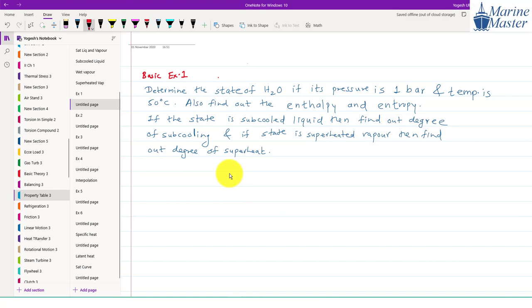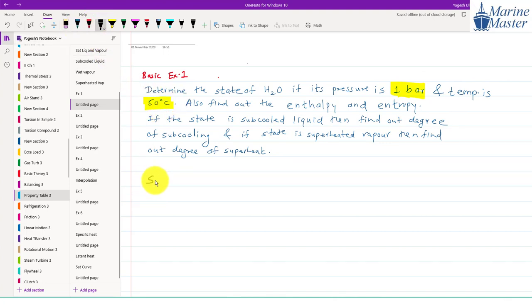Now I'm going to read the question for you guys. What they are saying in the question? See, what we have to find out here: the state of H2O. So the first target is to determine the state of H2O if its pressure is 1 bar and temperature is 50 degrees Celsius.